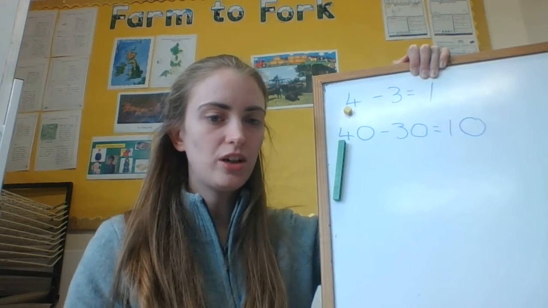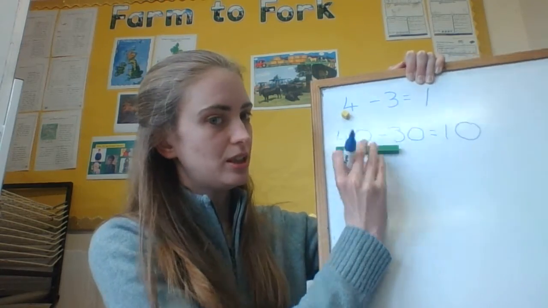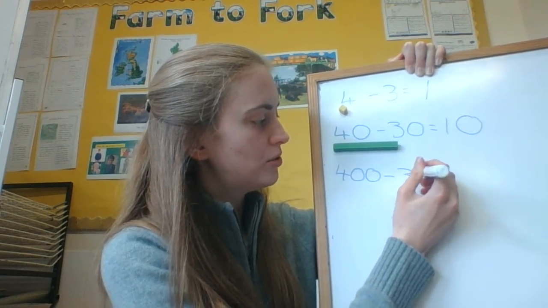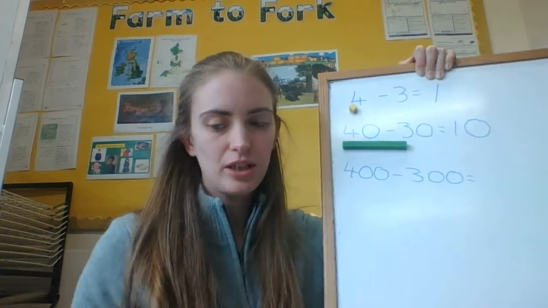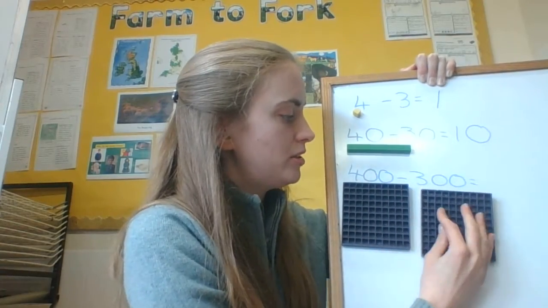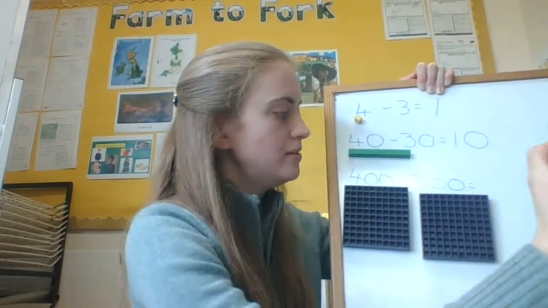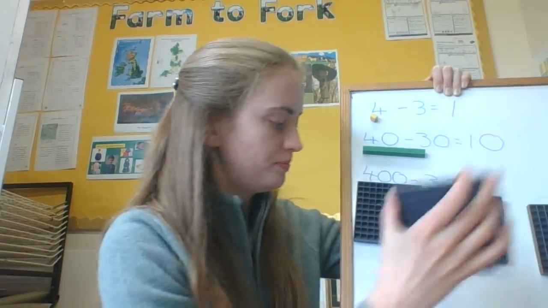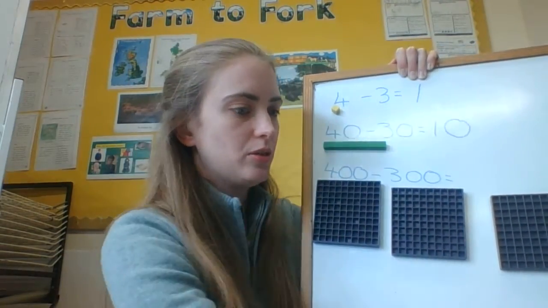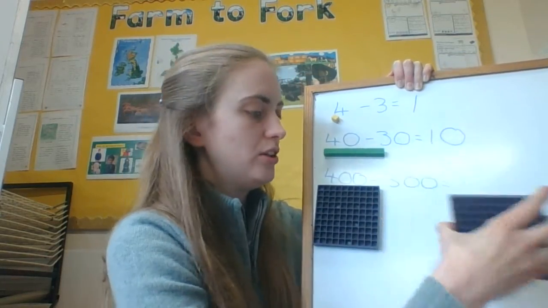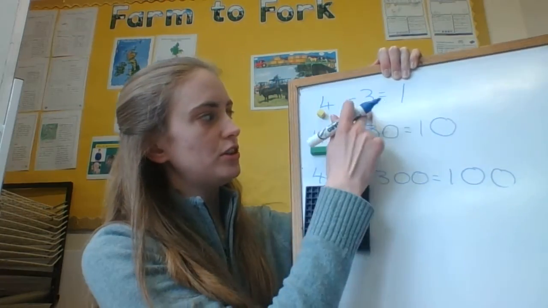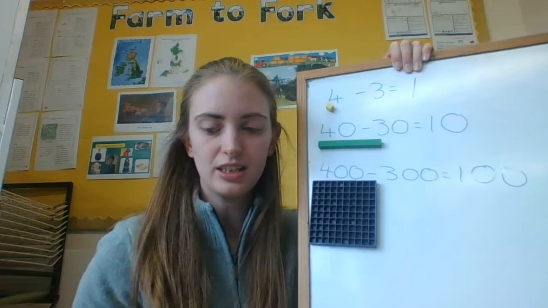And this also works with hundreds. So I'm just going to move that way so it takes up less space. If I have 4 hundreds, take away 300, 400 take away 300. So here's my 400. 1, 2, 3, 4. They just about all fit in. And I'm taking away 300. So 1, 2, 3. I'm left with 100. So 4 take away 3 can help you with all of these calculations.